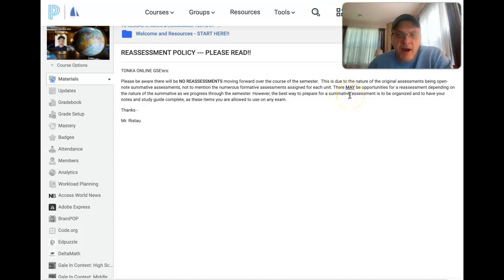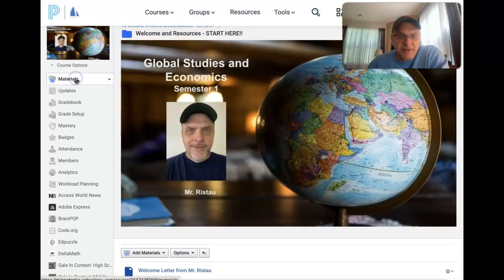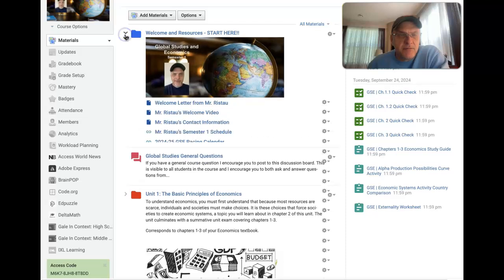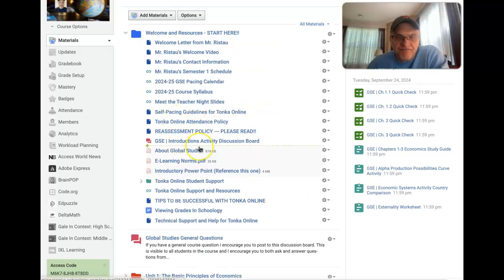Now, keep in mind, there may be opportunities for a reassessment depending on the nature of the summative and how the summative turns out as we progress through the semester. But the best way to prepare for any summative assessment in this class is to have your notes organized, to have your materials organized, so you're not left there on the day of the exam fumbling and looking for this and that and the other thing, and saying to yourself, oh, I knew I had that. Have everything organized, okay? Because these items, like I said, you are allowed to use on any exam, okay? So please keep that in mind. No reassessments and the self-pacing policy, self-pacing guidelines.